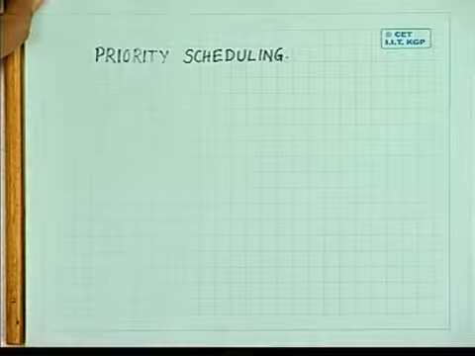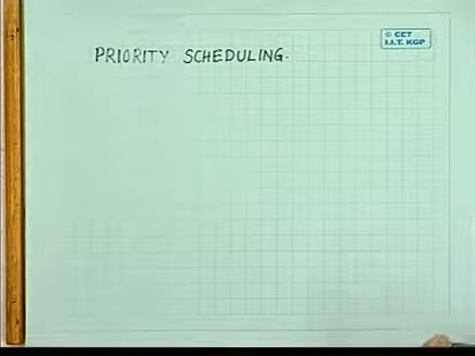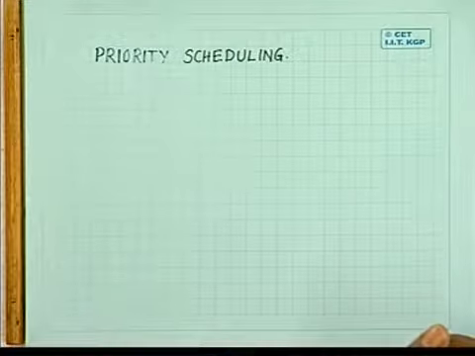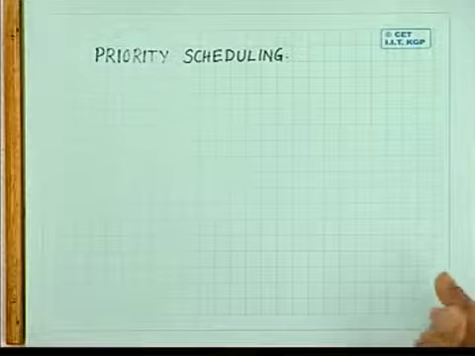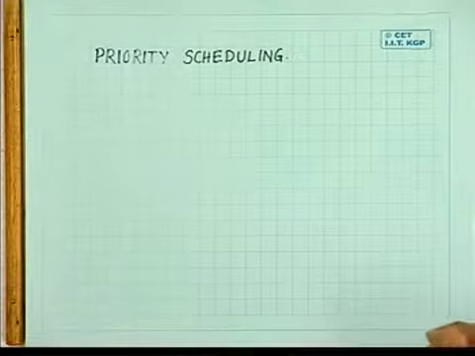What is this priority scheduling? In case of priority scheduling, you can specify the priority of a job. I can set the priority levels of different jobs, and in that case I want that a job which is having the highest priority should be executed first, and the job which is having the lowest priority should be executed last.